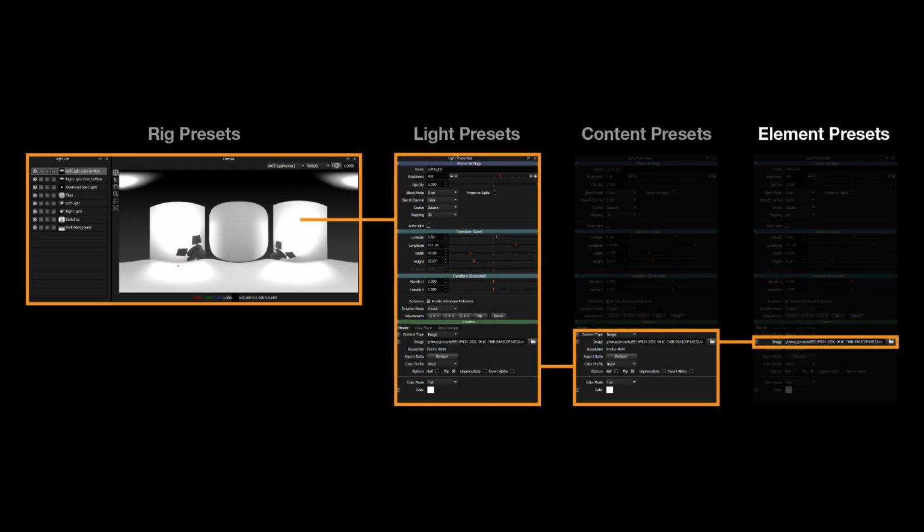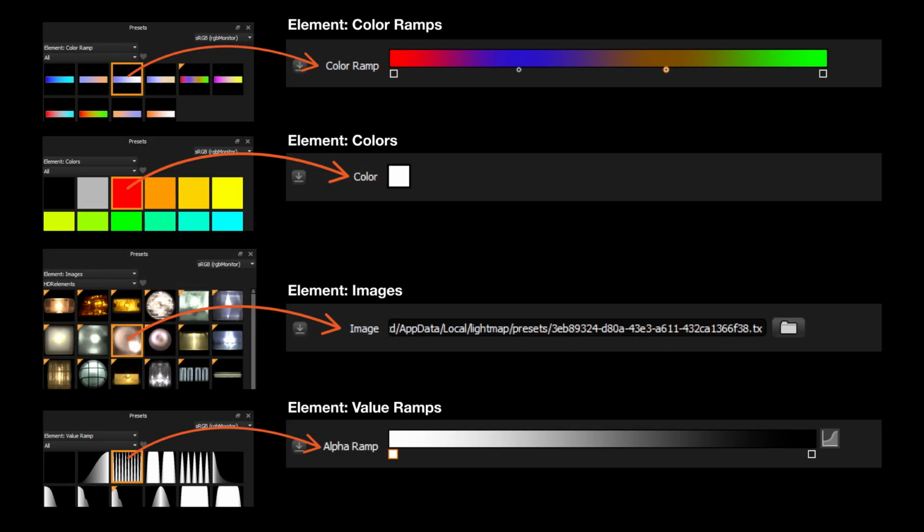What is an element preset? Elements are the properties within the content. You can use element presets to change the setting on an existing light. There are currently 4 types of element presets: element color ramp, element colors, element images, and element value ramp.